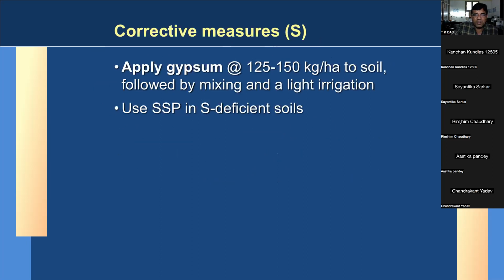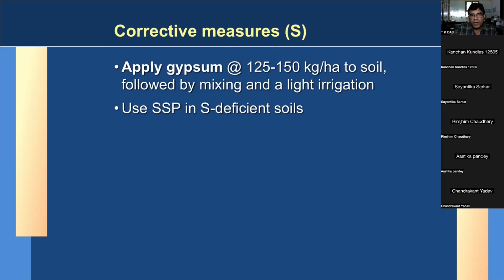What can be done to supply sulfur? Apply gypsum at the rate of 125 to 150 kg per hectare to soil, followed by mixing and a light irrigation. This is particularly for groundnut crop and areas where you get deficiency, and these are very general recommendations.